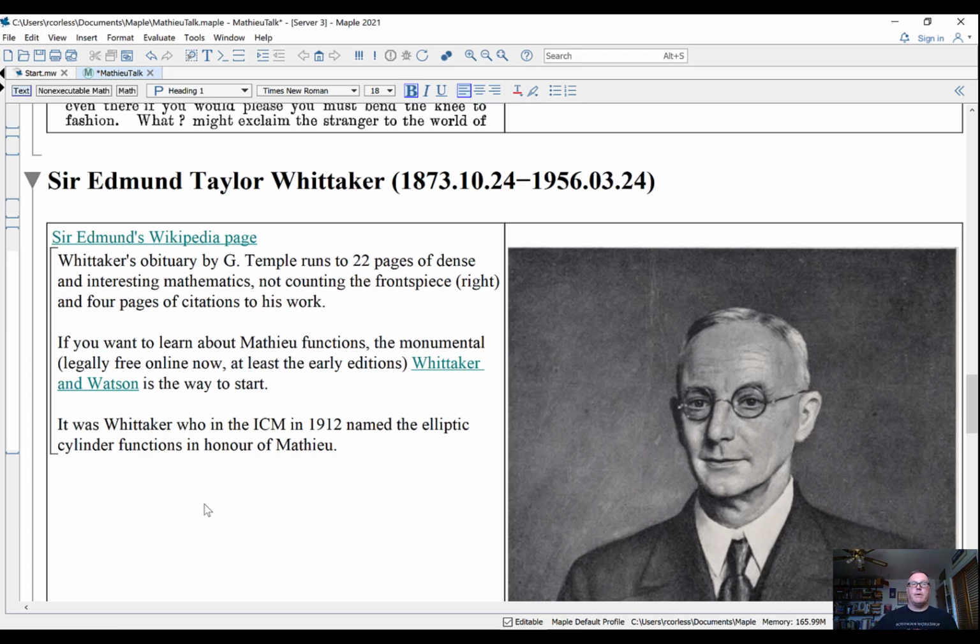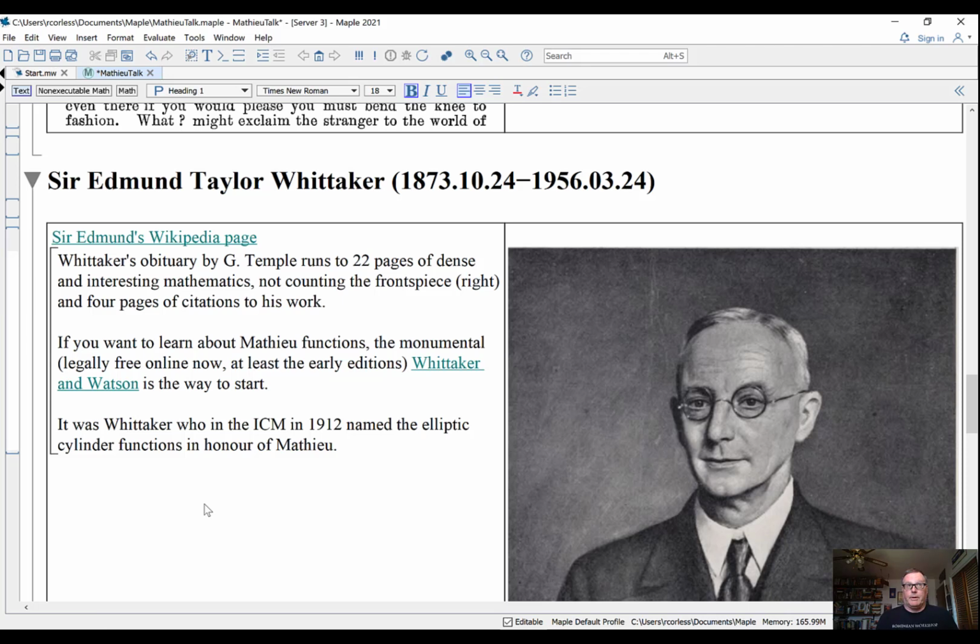If you want to learn the theory of Mathieu functions, the amazing and wonderful Course of Modern Analysis by Whittaker and Watson is now legally and freely available, at least the early editions. The latest edition is still held at Cambridge, but it's an amazing book, and really everybody who wants to know things about special functions should read that book.